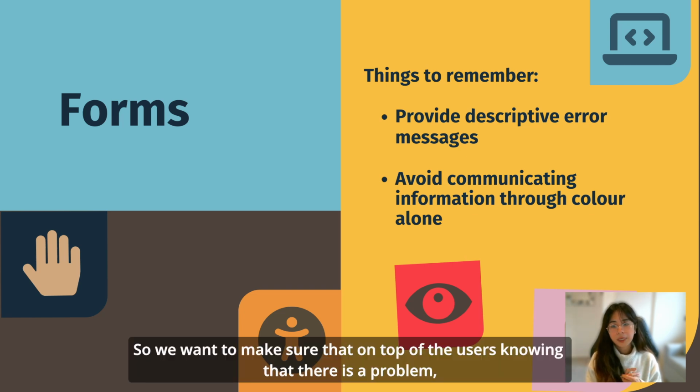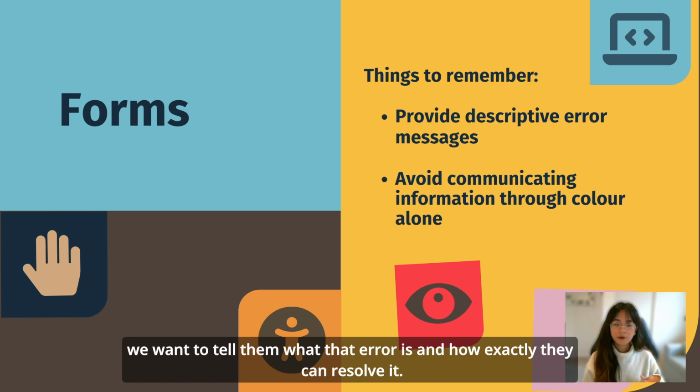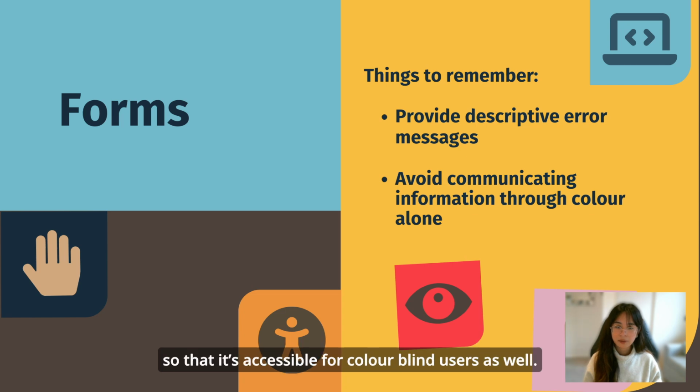So the main thing to consider with forms is that you want to provide descriptive error messages. So we want to make sure that on top of the users knowing that there is a problem, we want to tell them what that error is and how exactly they can resolve it. And we want to avoid communicating information through color alone. So we always want to provide another kind of indicator other than color so that it's accessible for colorblind users as well.